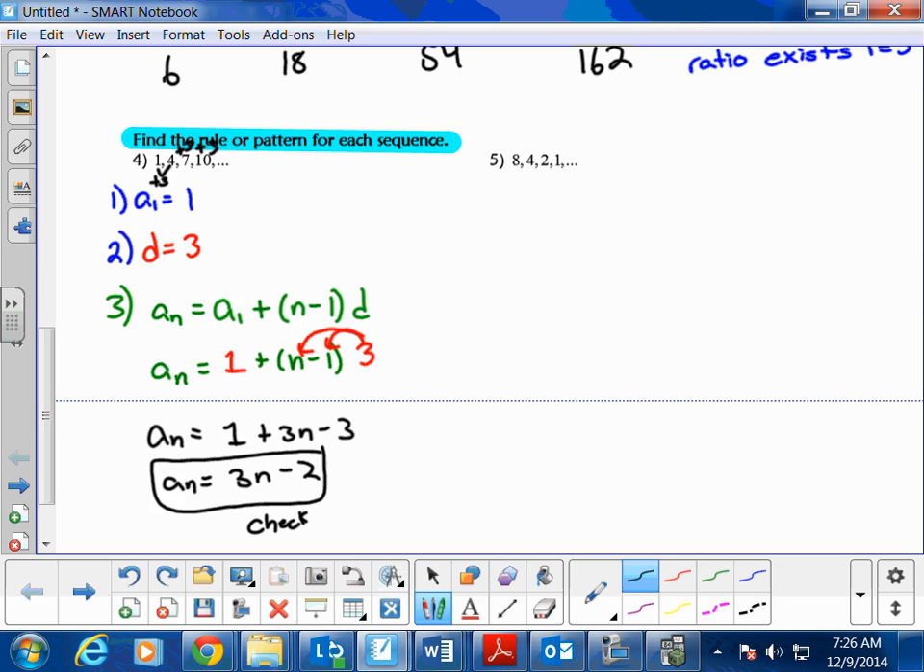Now let's look at this one. Same thing, 3 steps. Step 1, a sub 1 is equal to 8. Then I'm going to see if I can determine step 2, which is trying to find an R or D. With this one, it goes from 4 to 2 to 1. So this one is definitely not arithmetic because there's no constant difference.